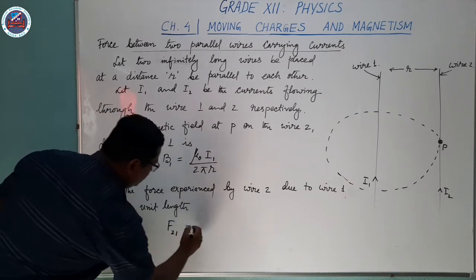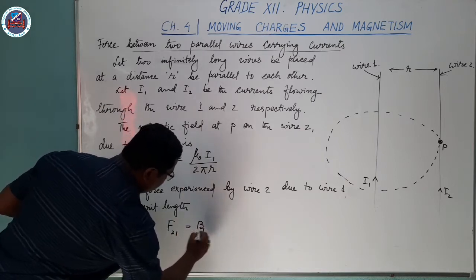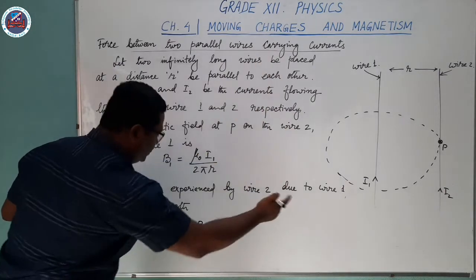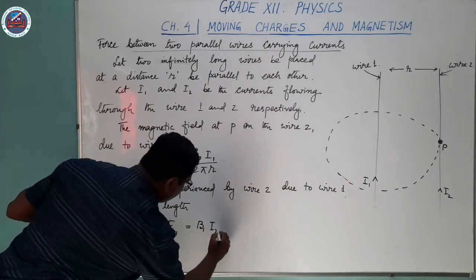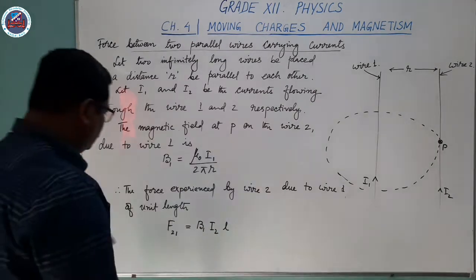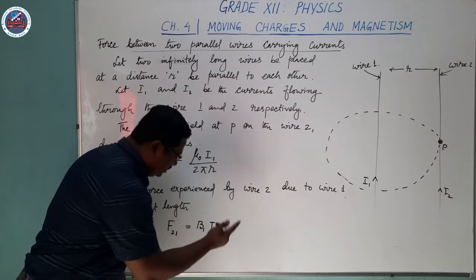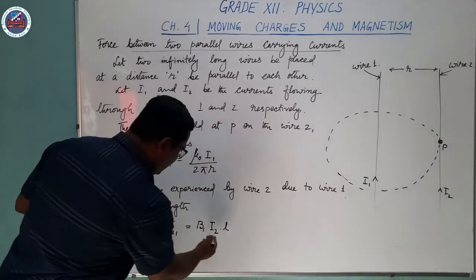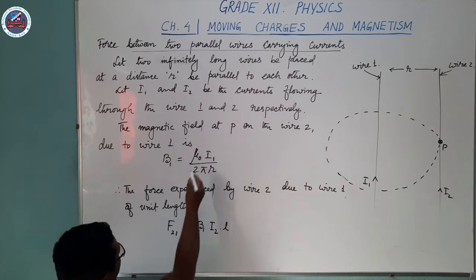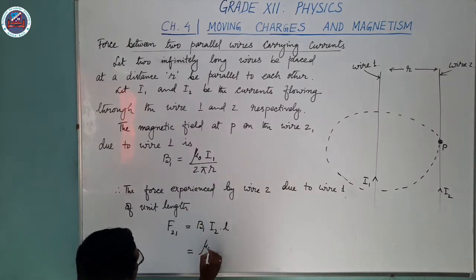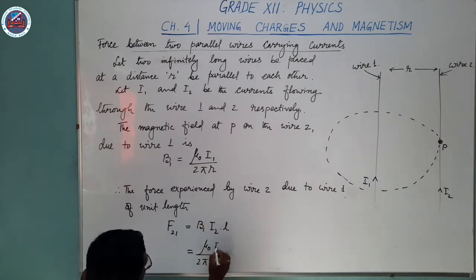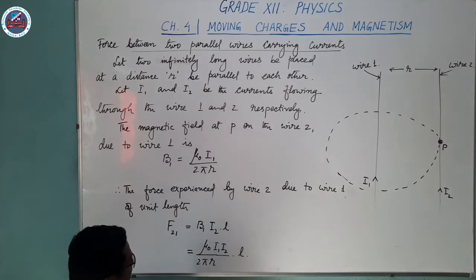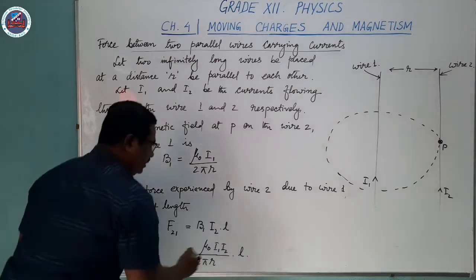This will be B1, the amount of current flowing, that is I2, and the length of the wire, unit length. The value of this unit length is 1. So this is B I L. Now B1 we have found out here, mu naught divided by 2 pi r, current I1, and this is I2, per unit length of the wire, L. Its magnitude is actually 1.